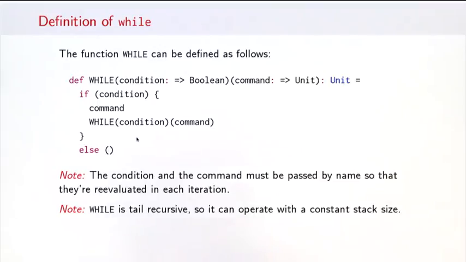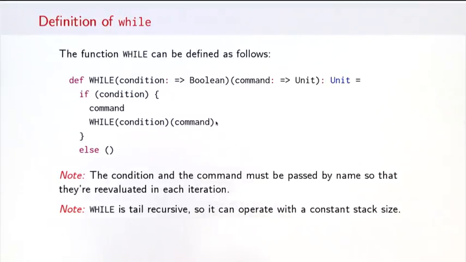So that function WHILE can be defined as you see here. It would be a function that takes a condition and a command, and its result type would be unit. And what it would do is it would execute the command as long as the condition was true. So it would say if condition holds, then execute command and do a recursive call to WHILE with the same condition and the same command. If condition is false, simply return with the unit value.